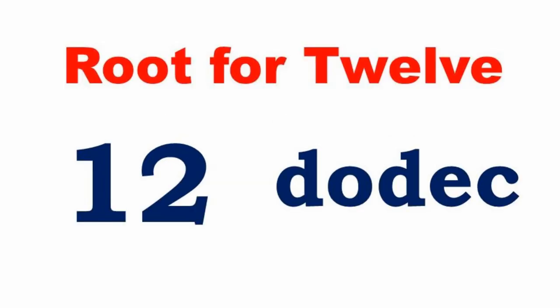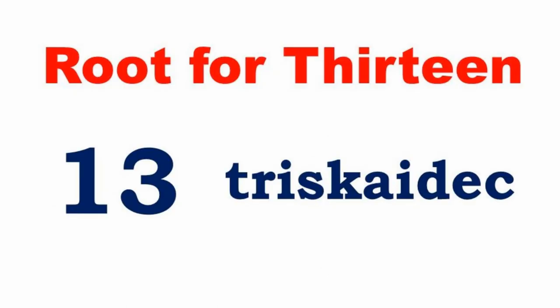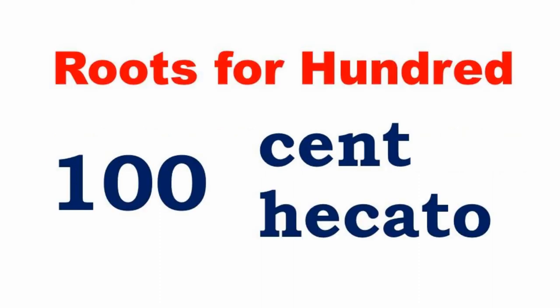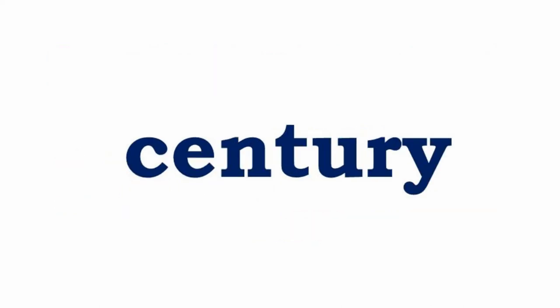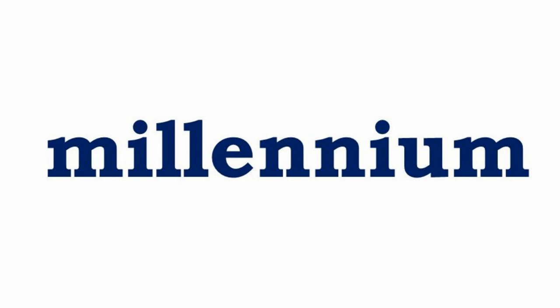Then we come to the roots for 12, dodec, as in dodecahedron, which is a 12-sided polygon. The root for number 13 is triskaidek, as in triskaidekaphobia, the irrational fear of the number 13. Cent and hecato are the roots for 100, as in the word century, which stands for 100 years. Milli is a root for 1000, as in millennium, a period of 1000 years.